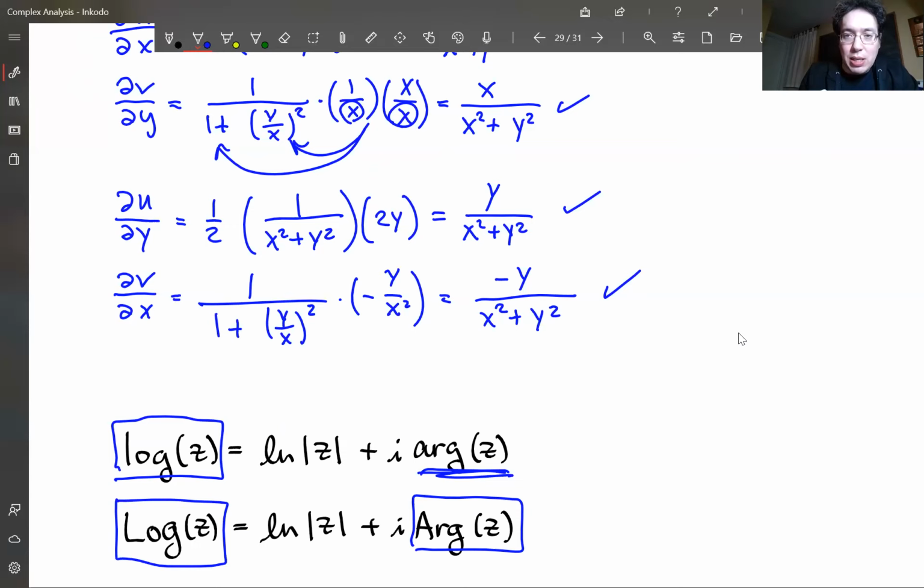So this would be a function. It's a function where the domain is everything, except it is not continuous along the negative real axis, because if you come from the top, the argument is getting closer to pi, but if you come from the bottom, the argument is getting closer to negative pi. So it's not continuous there.